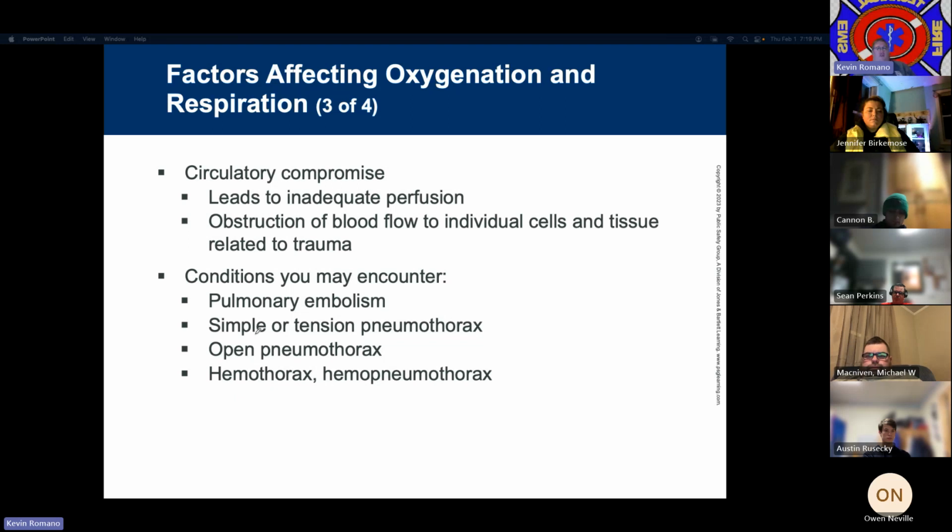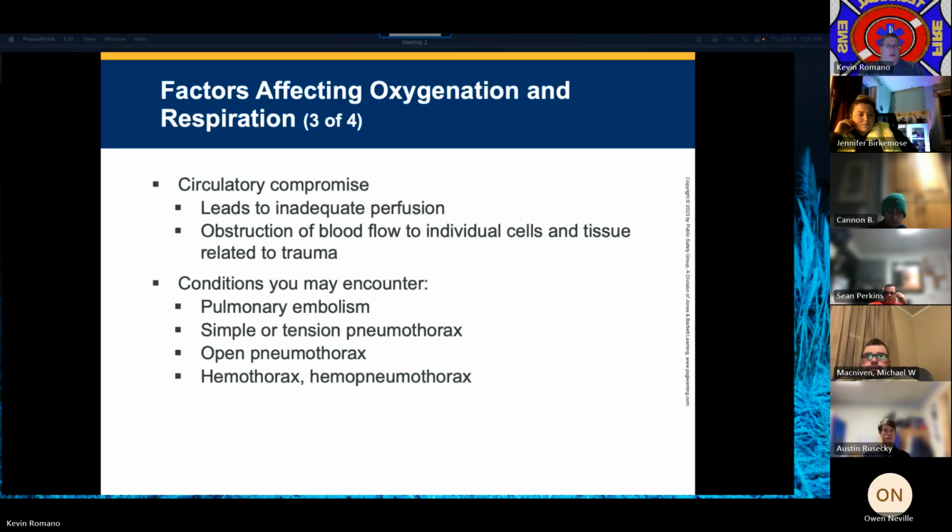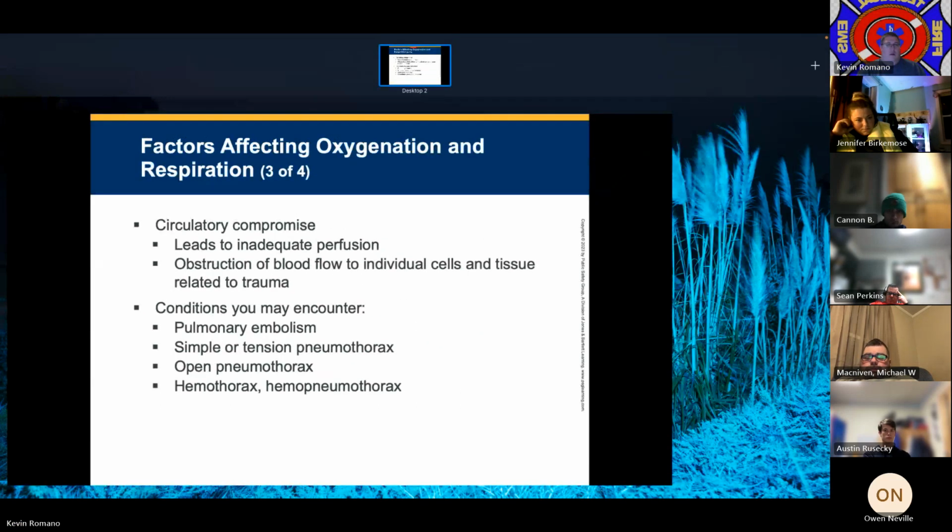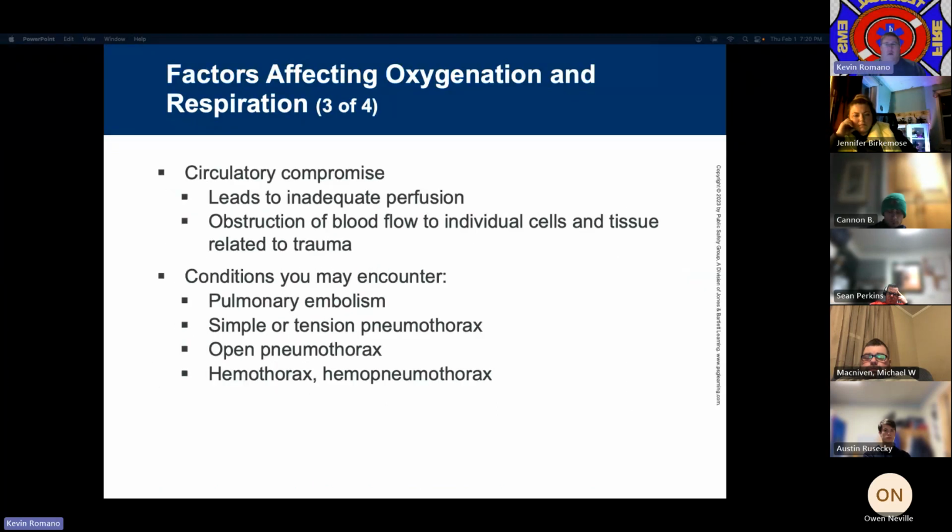So obstruction to blood flow to individual cells and tissues related to trauma. Other conditions you may encounter is a pulmonary embolus, right? A simple or tension pneumothorax, an open pneumothorax, a hemothorax, or a hemopneumo, right? And I'll show you guys those two. They're actually pretty interesting things. Have you guys ever seen a pulmonary embolus before? Honestly, have you ever seen pictures of them or see what they actually look like? Yeah, for some reason that haven't seen it, I'll show you two of them. First one I'm going to show you.